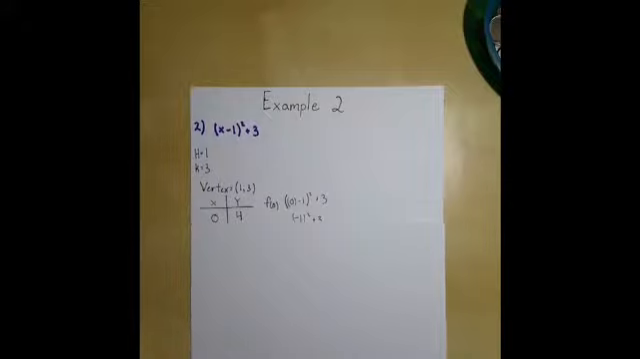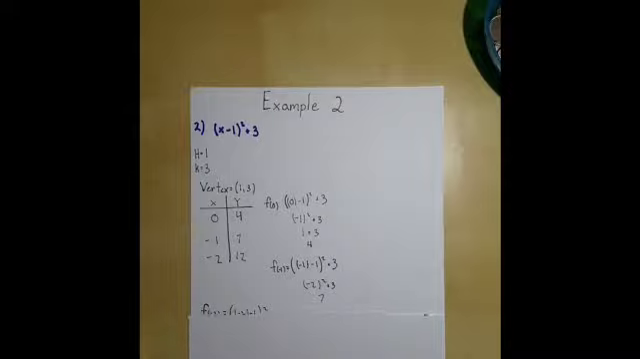For the first point, I plugged in 0, which in the equation gives us 0 minus 1 squared plus 3, which is negative 1 squared plus 3, which simplifies to 4. For the second point, I did negative 1, which in the equation is negative 1 minus 1 squared plus 3, which simplifies to negative 2 squared plus 3, which is 7.